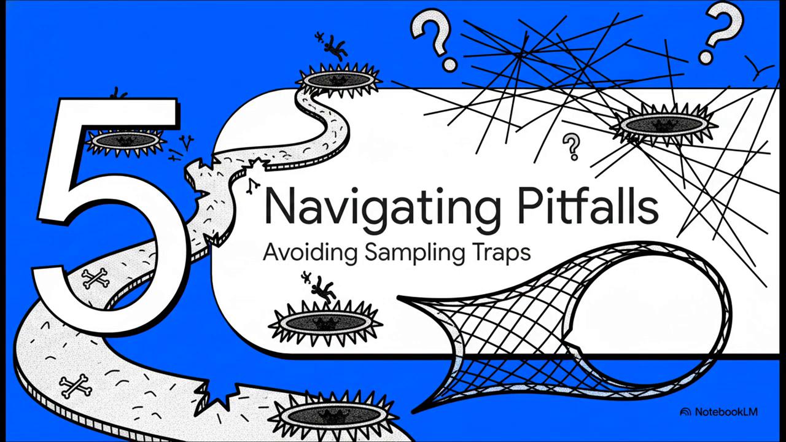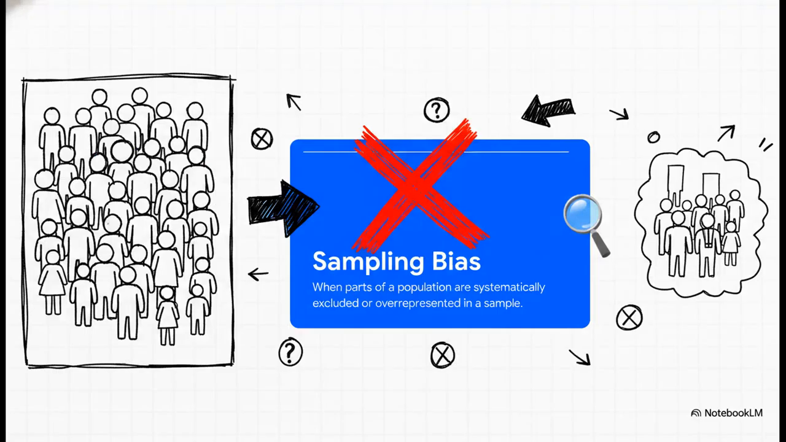However, as magical and super efficient as sampling is, we do have to be really careful. Section 5. Navigating sampling pitfalls. This whole system only works if we successfully avoid some massive mathematical traps along the way. Without a doubt, the single biggest trap of all is sampling bias.